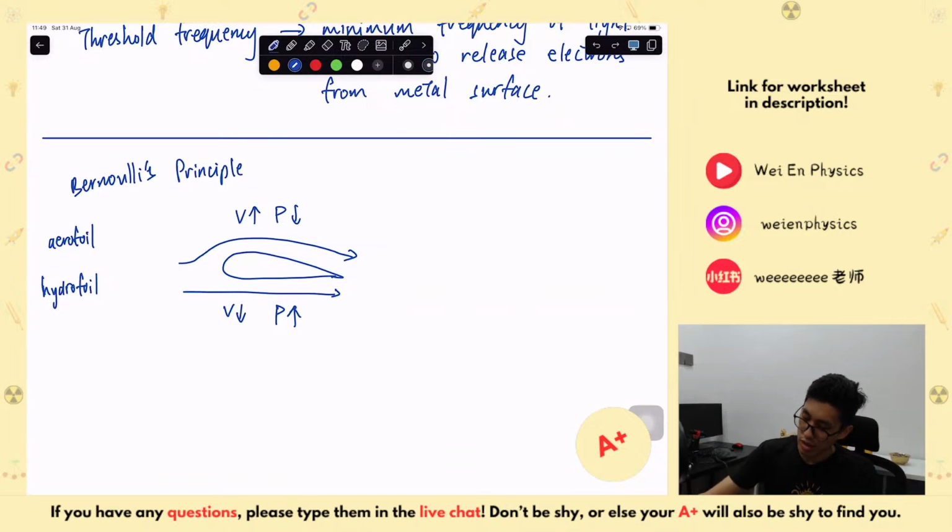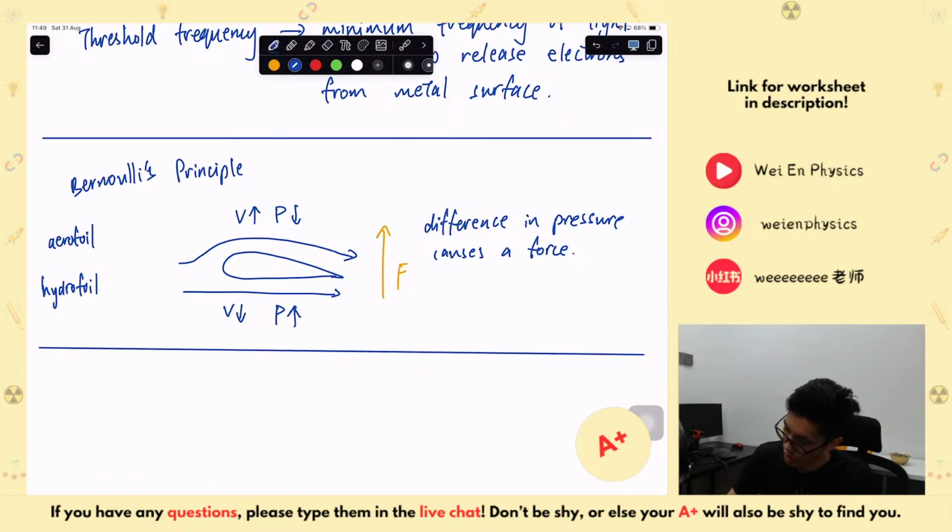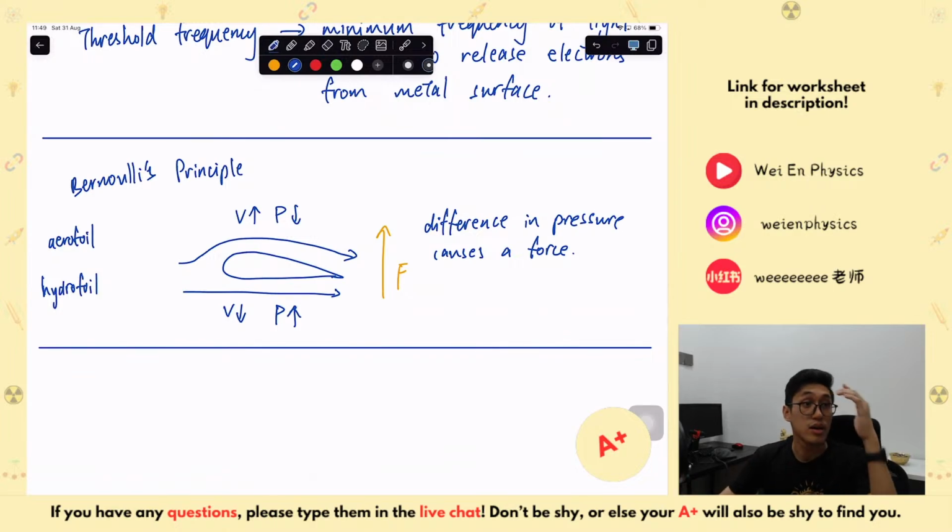So you tell them, here got high velocity, low pressure, here got low velocity, high pressure. Then you say the difference in pressure causes a force. High pressure, low pressure, you will have a force pushing up, because there's a difference in pressure. That's Bernoulli's principle.